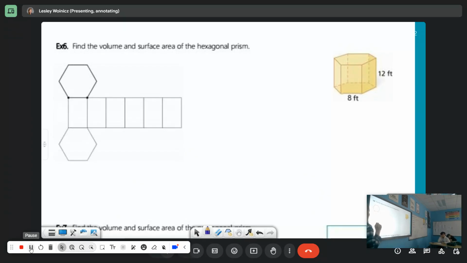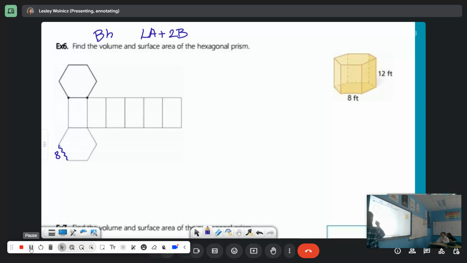Okay. So in both our volume, which is our big B times little h, and our surface area, which is going to be our lateral area plus 2 big B's, in both of those, we need to find the big B, right? So can we focus on that first? Okay, so I know that each one of these sides is 8.